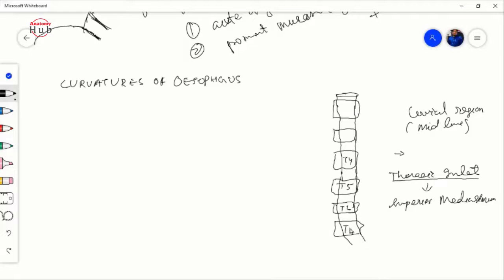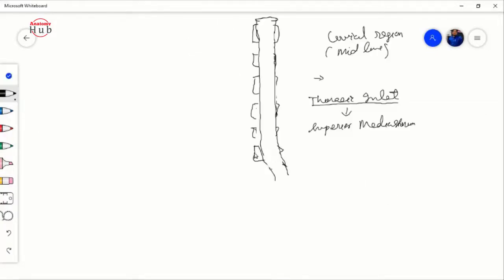At the T7 level, it again deviates towards the left side and inclines forward, towards the left and forward to pass in front of the descending thoracic aorta, and then it pierces the diaphragm. So this is your T7 level, this is your T5 level, and this is your T4 level.